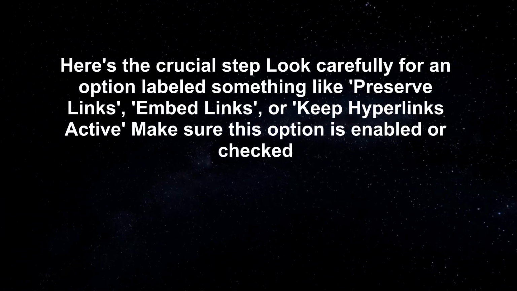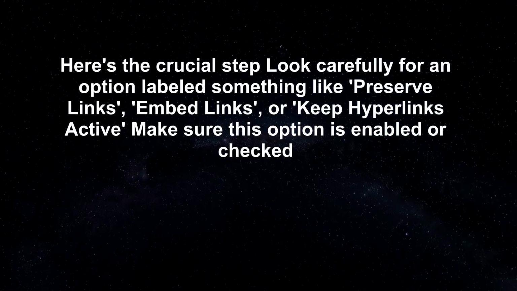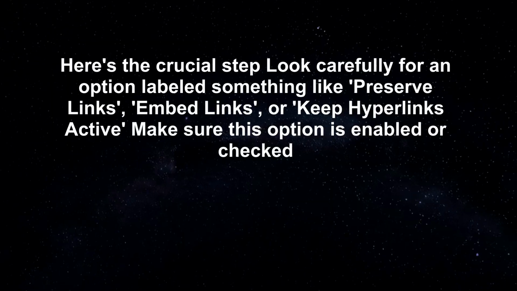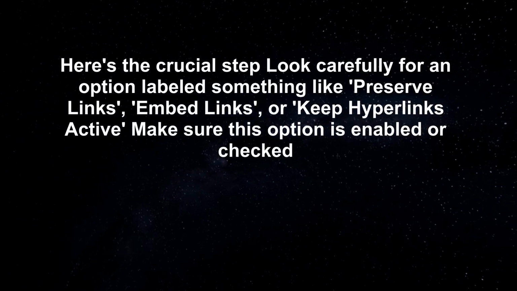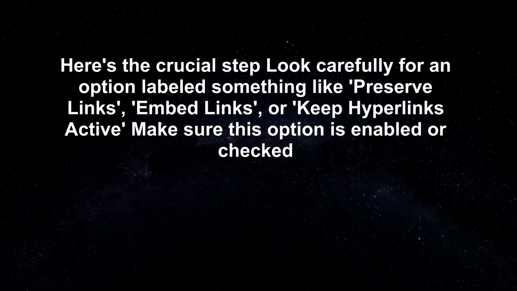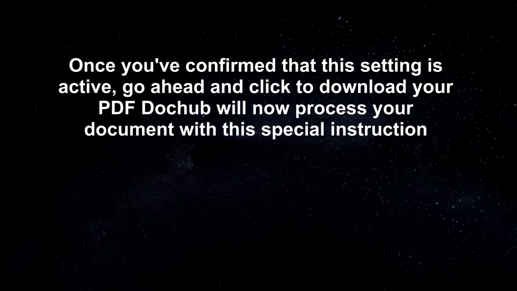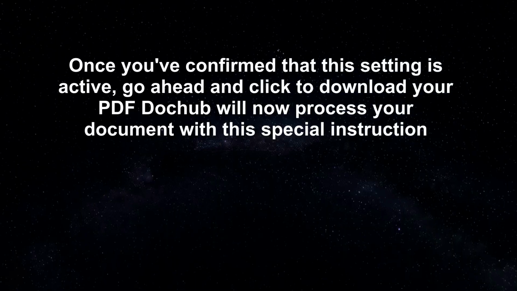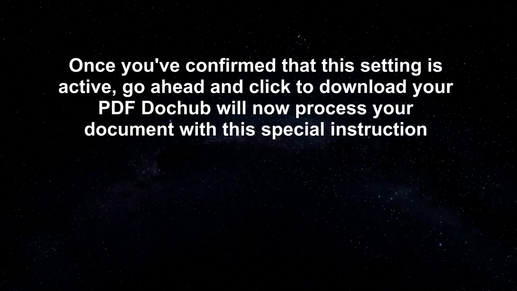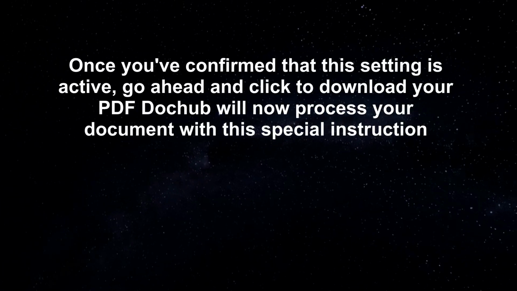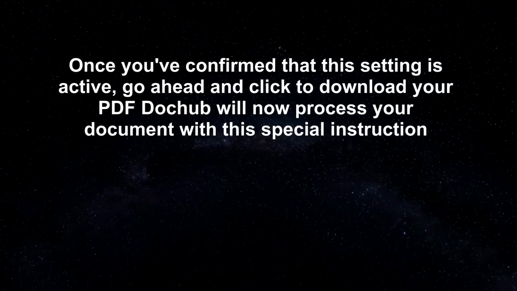Here's the crucial step. Look carefully for an option labeled something like Preserve Links, Embed Links, or Keep Hyperlinks Active. Make sure this option is enabled or checked. Once you've confirmed that this setting is active, go ahead and click to download your PDF. Dochub will now process your document with this special instruction.